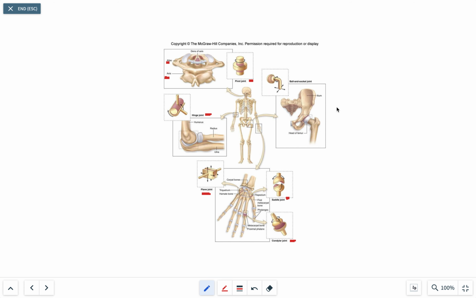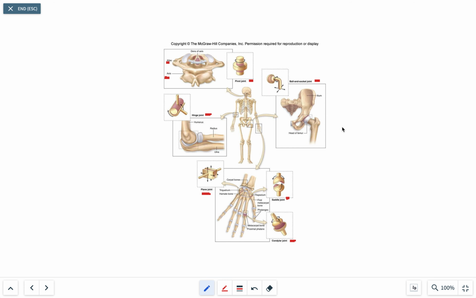And finally, the one that has the most range of motion is called a ball and socket joint. The ball and socket joint in this example is going to be your hip joint, but we also see it in your shoulder joint. So the most important aspect of ball and socket joints is that it has a combination of angular motion and also rotational movements, including circumduction.